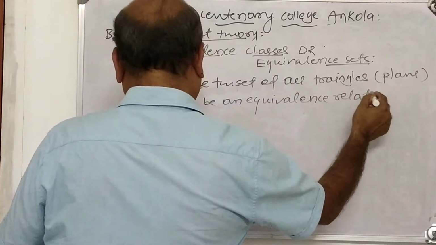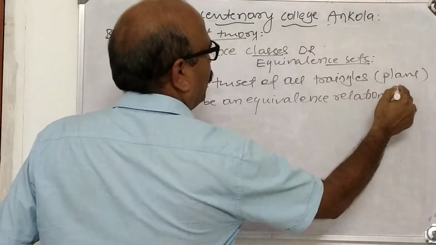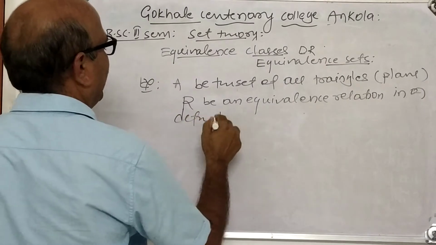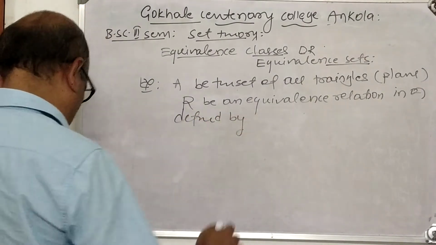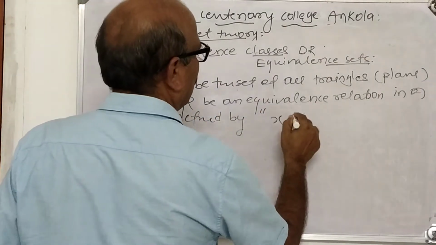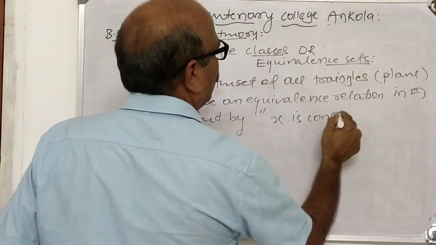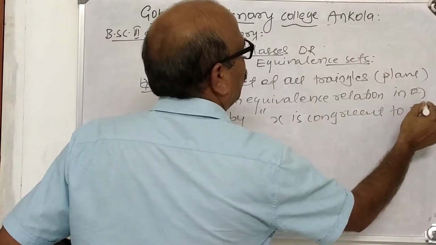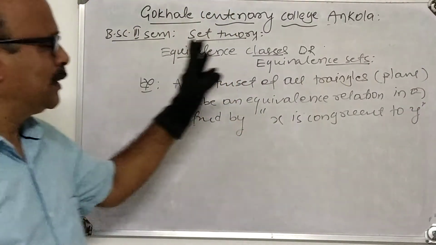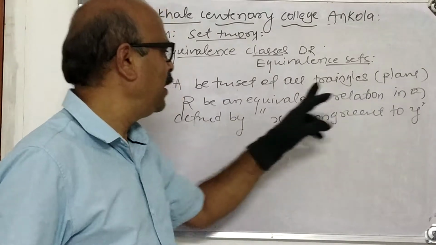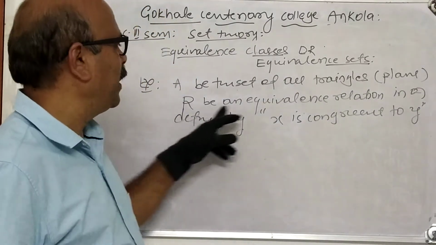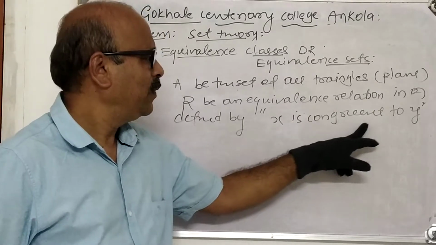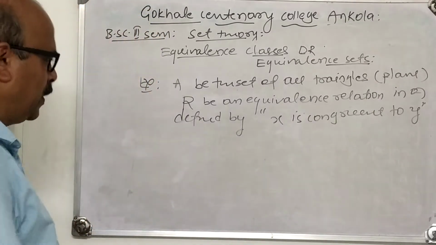Equivalence relation in A defined by X is congruent to Y. See the example. A is the set of all triangles in a plane. Now we have defined an equivalence relation here. How have we defined the equivalence relation? X is congruent to Y.